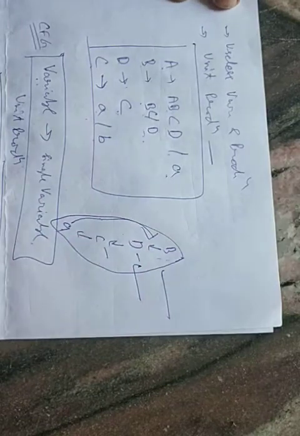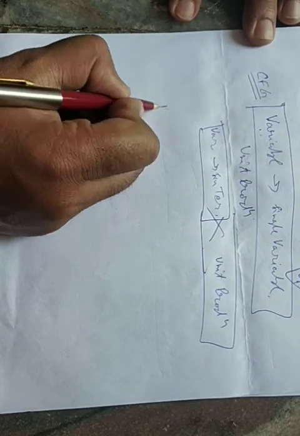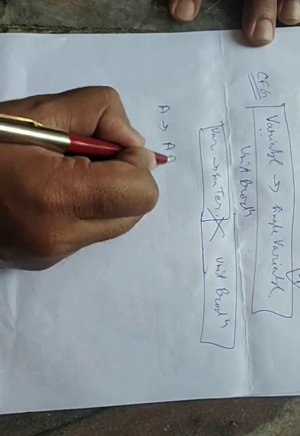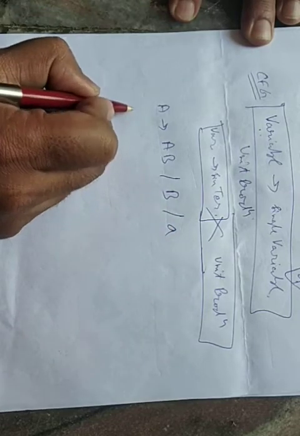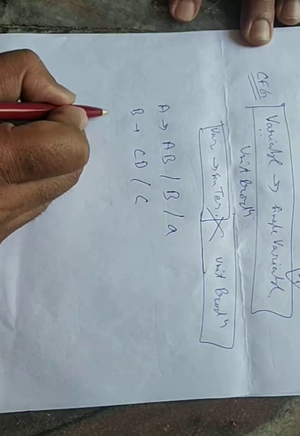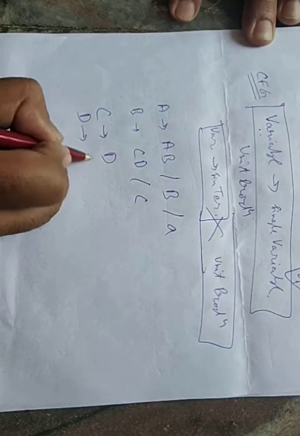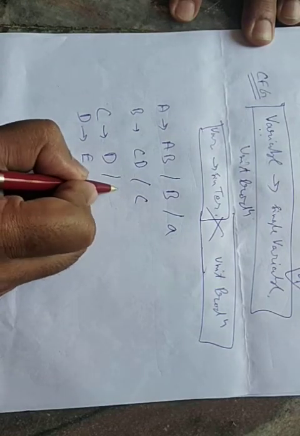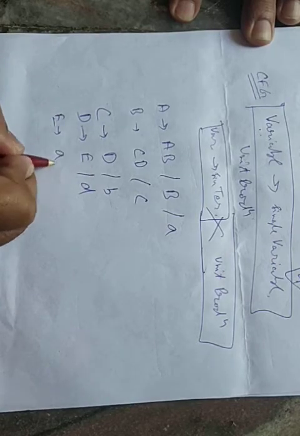So I hope you got why we want to remove unit productions. Now the thing is how to remove them. Let's take one example. Suppose A produces AB slash B slash a. B produces CD slash C. C produces D. D produces E, let's have b, d. E produces A slash B.